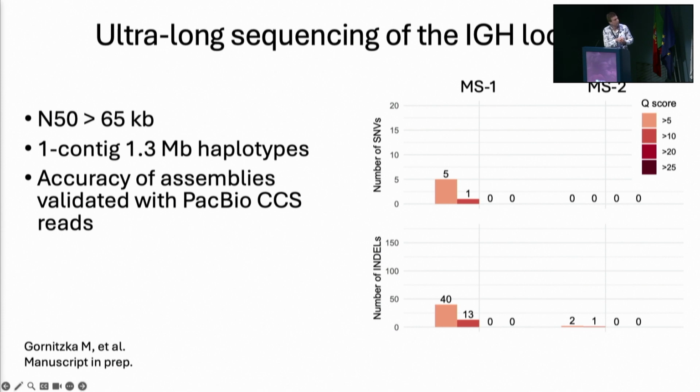So in this figure, this is 2 MS patients where Mari has mapped the PacBio reads back to our assemblies, and then she has used a variant caller to see if there are any differences between PacBio reads and our assemblies. And you see, if you look for the high quality differences, the Q-score above 20, there are no differences. There are a few differences of lower quality here. But considering that this is 2 haplotypes covering 2 to 3 million bases, it's not a lot.